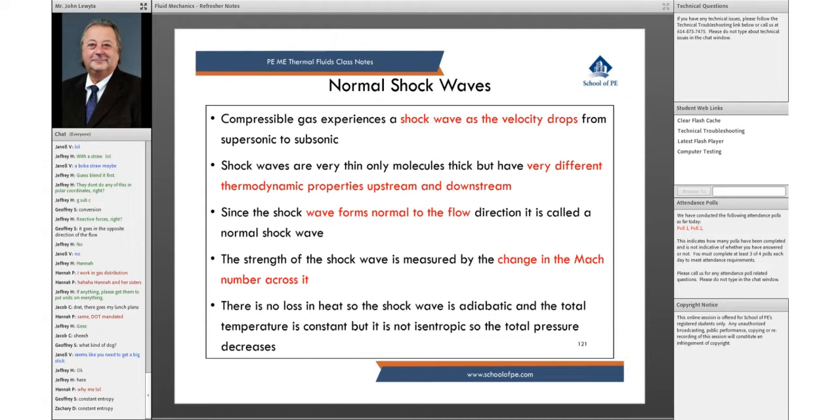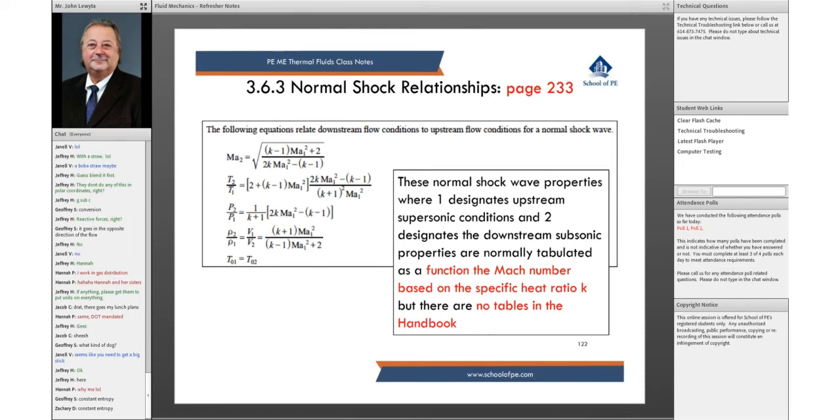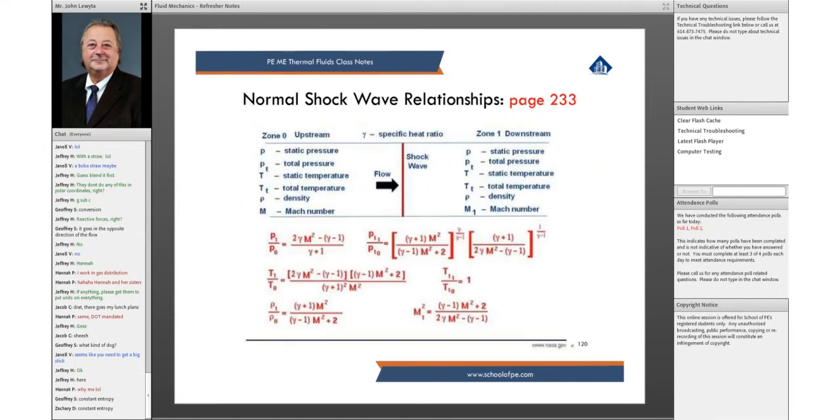So basically, the strength of the shock wave is measured by the change in the Mach number across it. Again, no loss in heat, adiabatic, total temperature is constant, but it's not isentropic, so the total pressure decreases. Temperature, again, upstream, page 233, different relationships. Now, these are different than the isentropic flow conditions. These equations are just for normal shock waves.